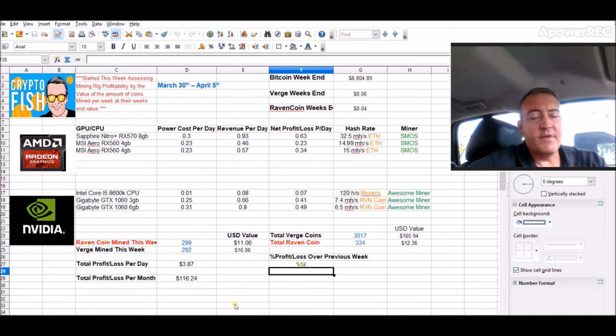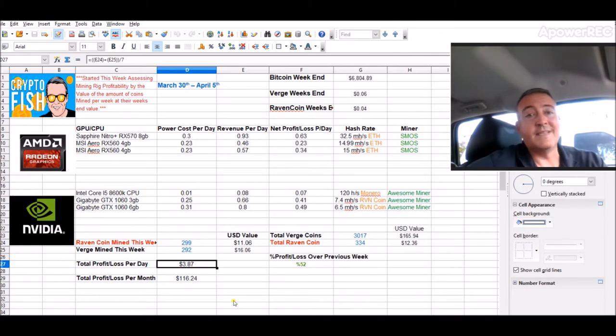Week number seven saw a huge bump. Markets went up a little bit that week. These two 1060s really kicked in and bumped those profits up to $3.87 a day. Very nice jump for me, so I was happy about that.